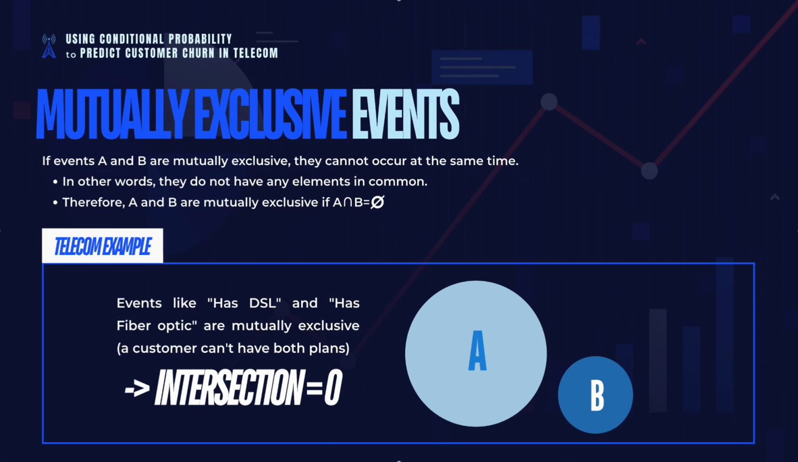And mutually exclusive events. If events A and B are mutually exclusive, they cannot occur at the same time. So in other words, they don't have anything in common. So the events has DSL and has fiber optic are mutually exclusive because we know customers can't have both plans. So the intersection here is equal to 0.